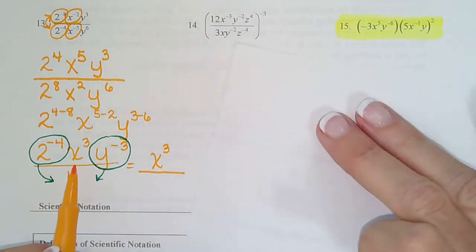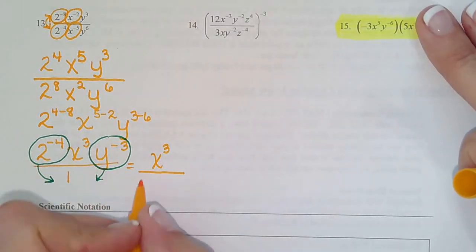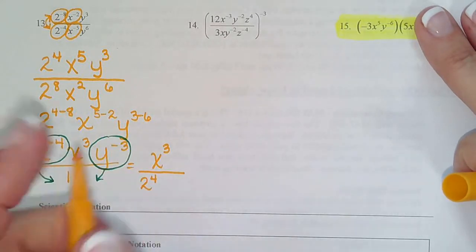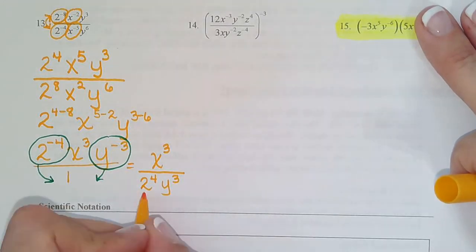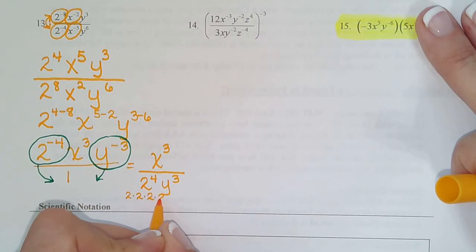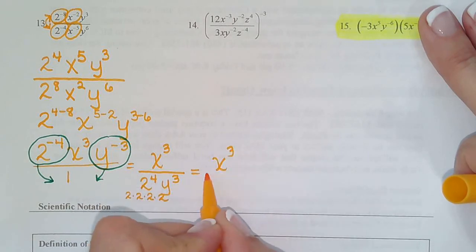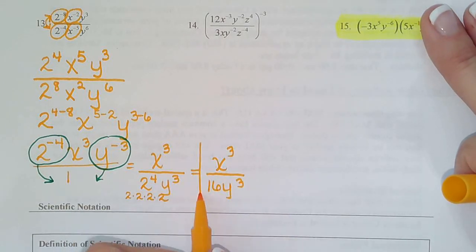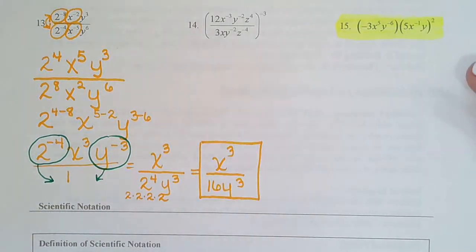So the x to the 3rd is already positive, so it stays exactly where it's at. But the other 2 must come down, so this will turn into 2 to the positive 4 when I bring it down, and this will turn into y to the 3rd when I bring it down. And then the only other thing we have to do is work this out. 2 times 2 is 4, times 2 is 8, times 2 is 16. So this would be x to the 3rd over 16, y to the 3rd. And there we have it.